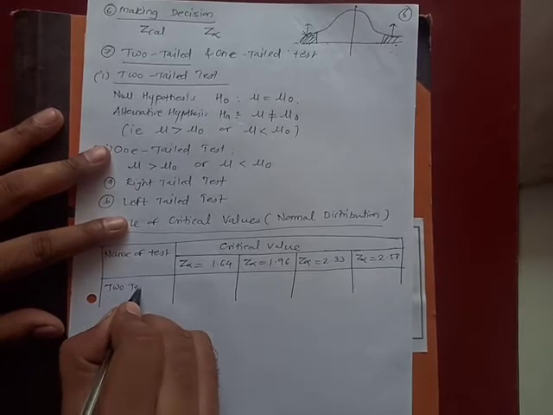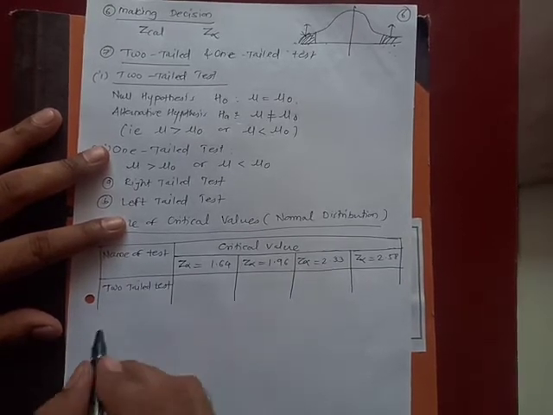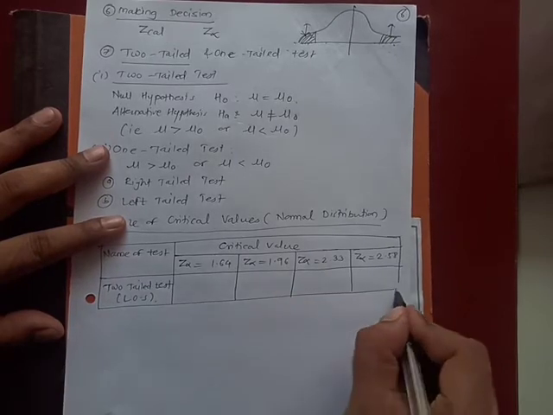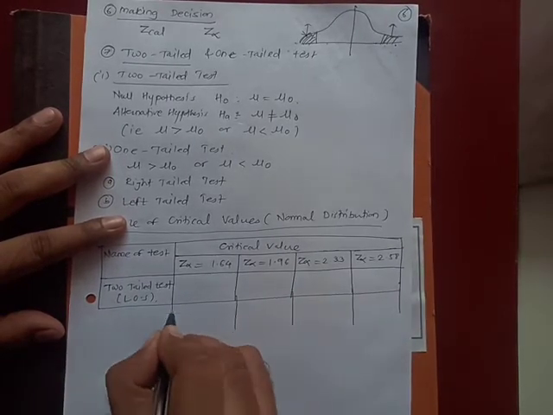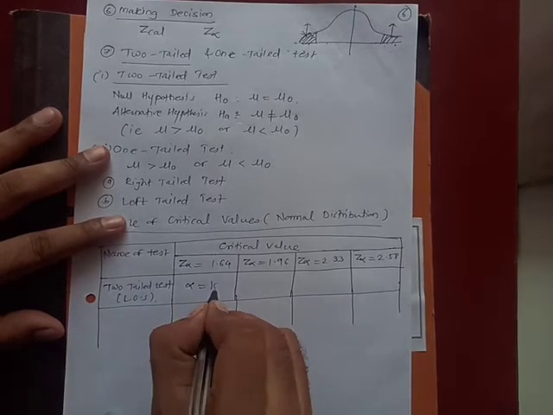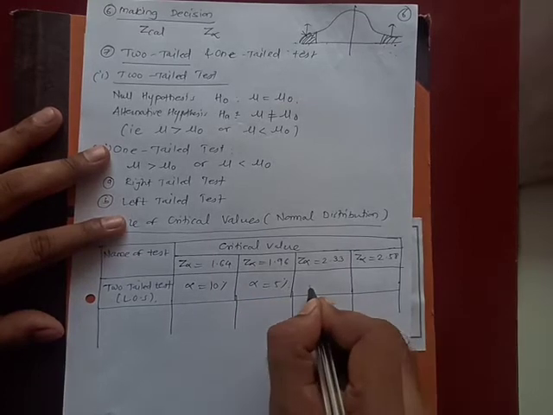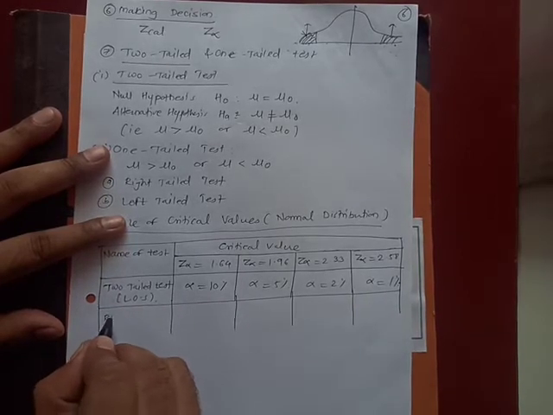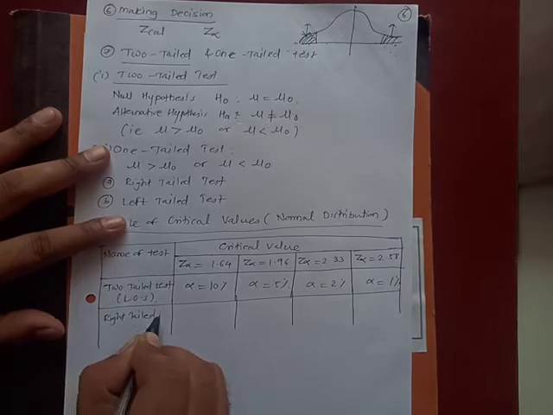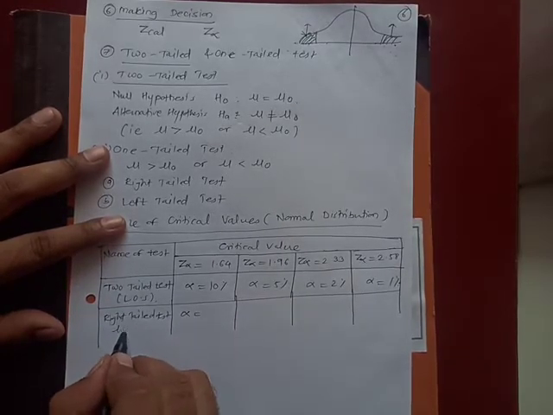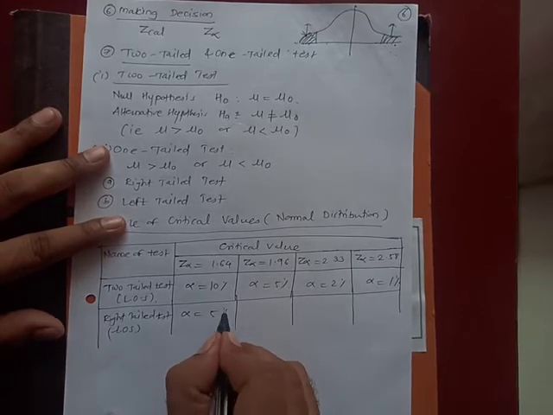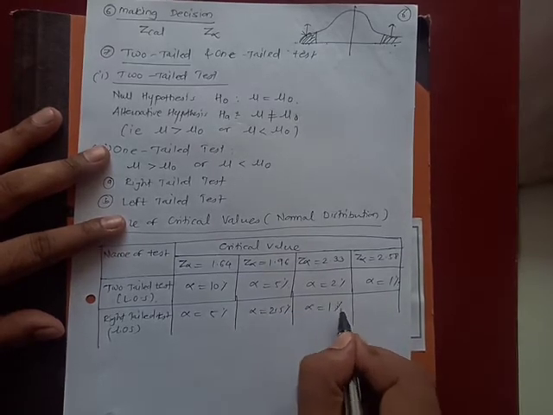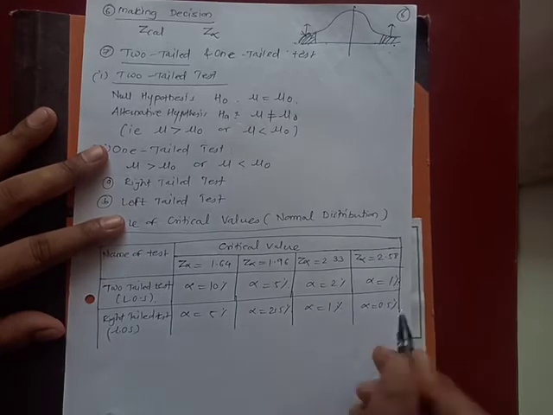Two-tailed test. Level of significance, LOS: alpha is equal to 10%, alpha is equal to 5%, alpha is equal to 2%, and alpha is equal to 1%. Then the one-tail test, right tail test. Again level of significance, LOS: alpha will be 5%, 2.5%, 1%, and 0.5%, right?